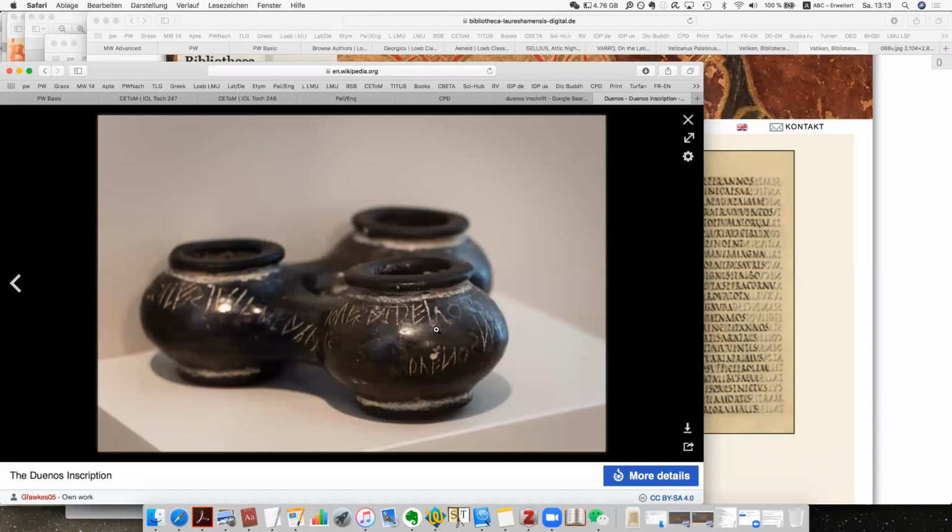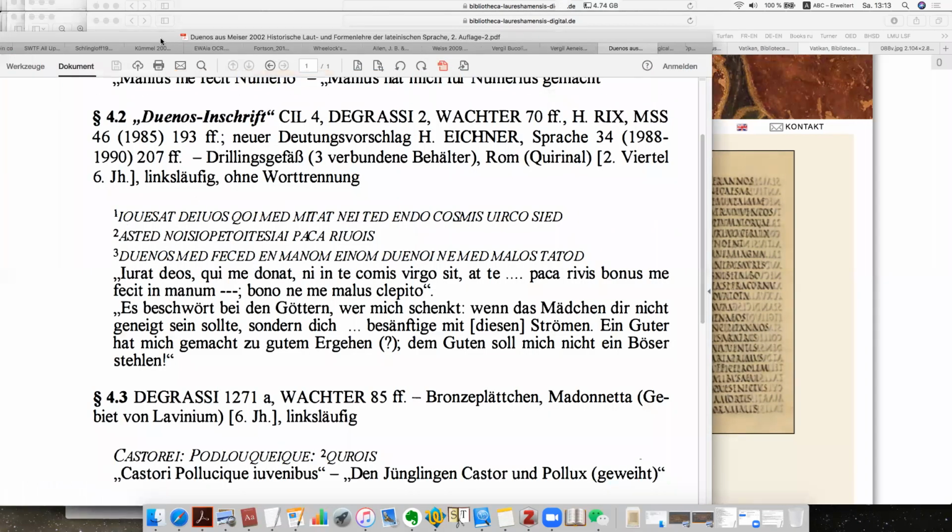Probably from here. Iovei, sat, and so on. So you can see this is e, this is o, and this is a v, and this is a. So this is actually what we have read.